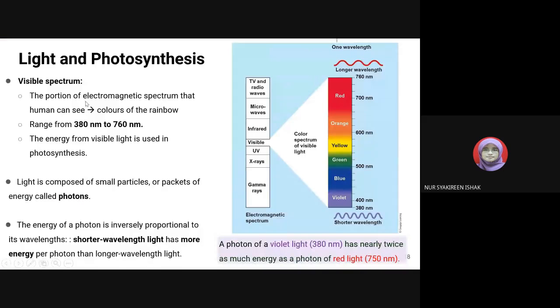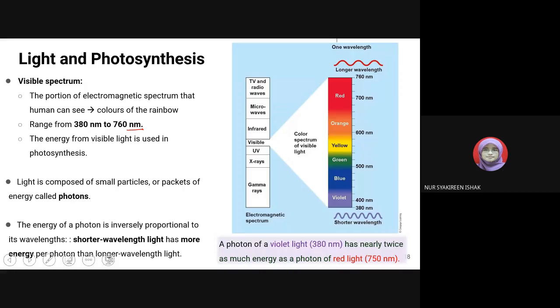Okay, so light and photosynthesis. Visible light is the portion of the electromagnetic spectrum that the human eye can see. It ranges from 380 to 760 nanometer. So make sure setiap kali kalau nak tulis wavelength dia, you write the units. Okay, so this is the unit nanometer.